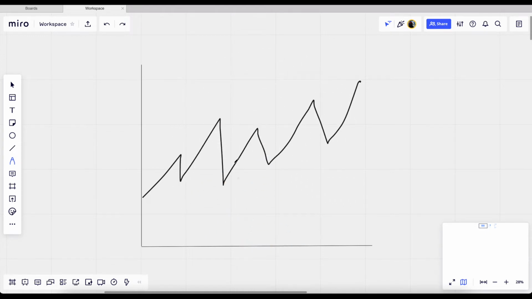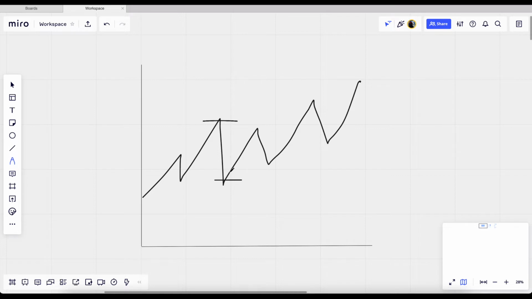So the next position is the short position. Essentially, it's the opposite of long. Basically, how it works is that you buy, in quotes, your stock here, and then you sell again, in quotes, your stock here.